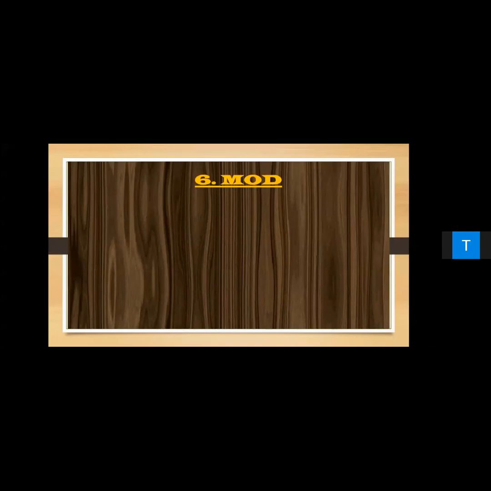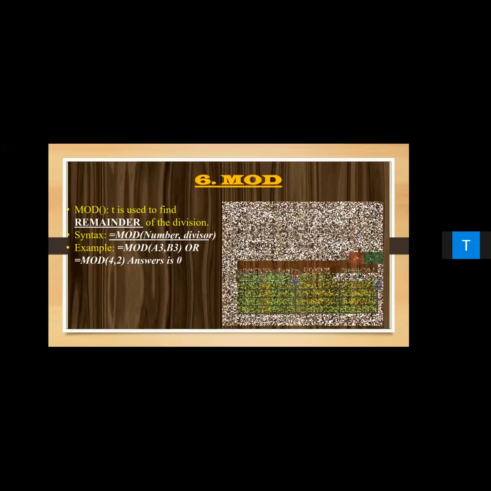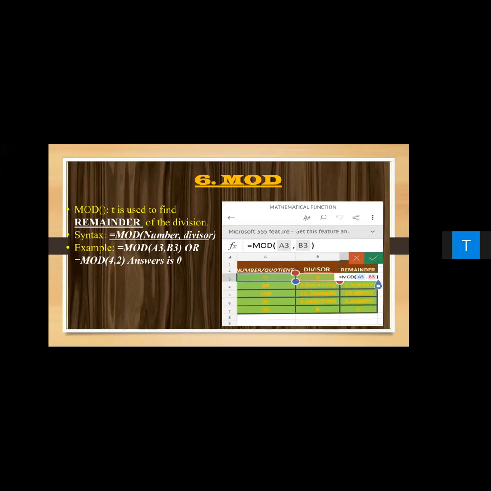The sixth is MOD. MOD is used to find the remainder of the division. The syntax is equals MOD, number, comma, divisor. Here are the number or quotient, divisor, and remainder. So we put the cursor, select the cell C3, equals MOD, bracket open, A3, comma, B3, bracket close, and enter.